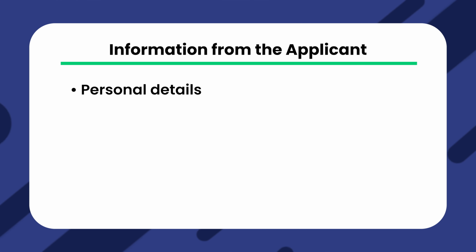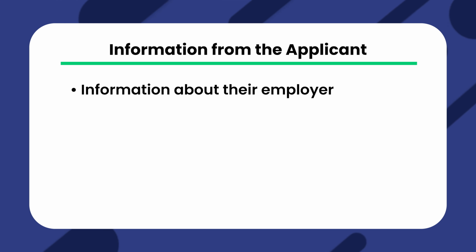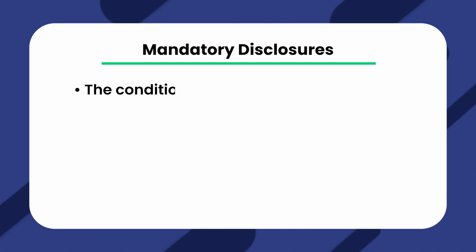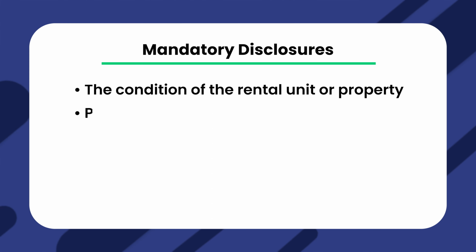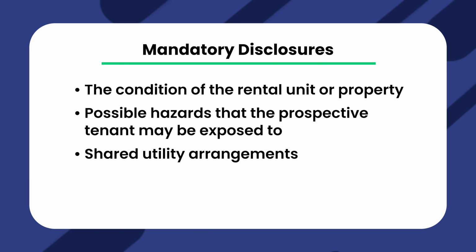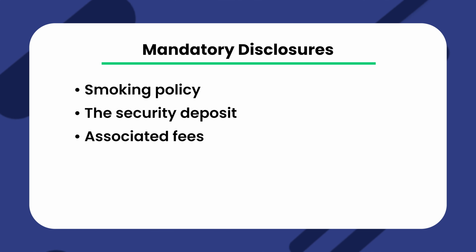Personal details, including credit history, income details, rental history, information about their employer, references, and a section or a separate document to grant the landlord permission to run a background check. You'll also need to disclose certain information about the residential property to potential tenants. This includes the condition of the rental unit or property, possible hazards that the prospective tenant may be exposed to, shared utility arrangements, rent control rules, smoking policy, the security deposit, and any associated fees.